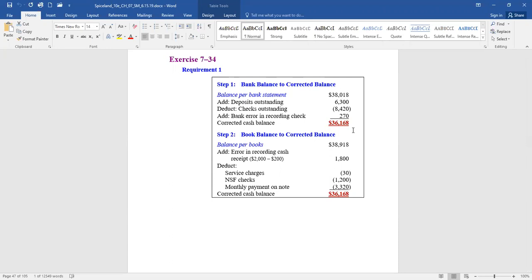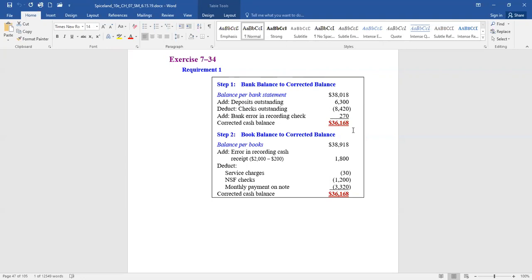Now we go to the books. Okay, as far as we know, our balance on our checkbook is $38,918. Now, is there anything missing? Oh, wait, we recorded something wrong. Instead of recording something at 2,000, we accidentally recorded it at 200. So we're missing 1,800 from our checkbook. Add it in.